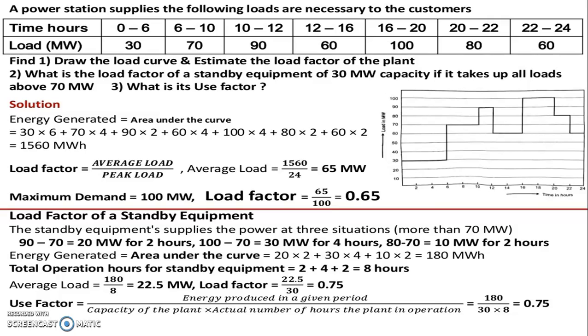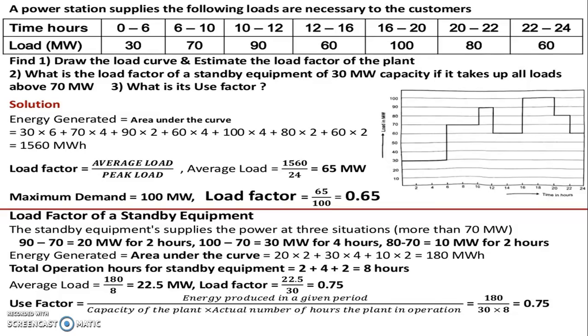Next one is to calculate the load factor. Load factor is equal to average load to peak load. So how we can calculate the average load means, so here the average load will be 1560 divided by 24.